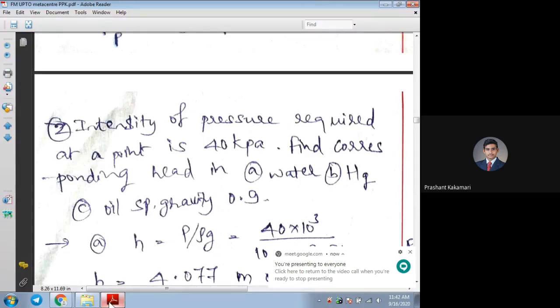In the sense, if you assume a pressurized gas or pressurized liquid is present in this room where we are sitting now, some pressure is available in the room. If I open the door, the pressure of the liquid moving outside may be different. If I open a small window in the room, the force at which it is flowing outside will be different. I hope you are understanding.